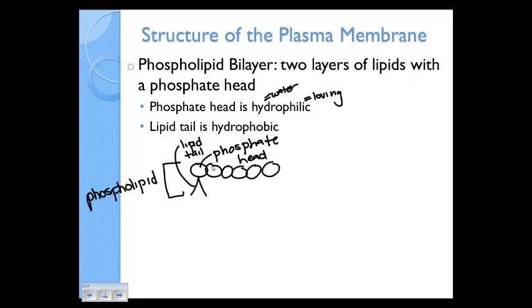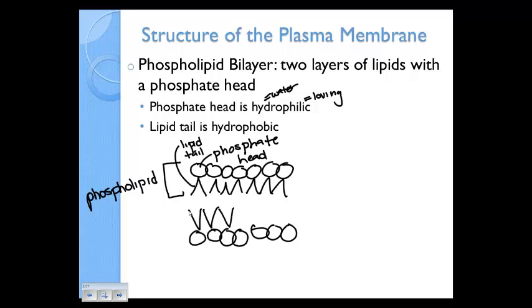These phospholipids will make up a layer, but note at the top that it's a phospholipid bilayer. Bi means 2, so there are 2 layers of these molecules. One of these layers is upside down. The phosphate heads, which are hydrophilic, love water. Now there's a watery environment inside the cell with the cytoplasm. There's also a watery environment outside the cell, so they turn in those 2 directions. The lipid tails fear water, so they turn towards the inside, towards each other.